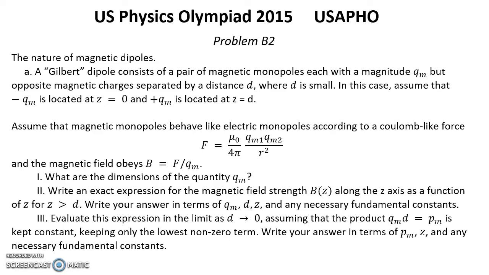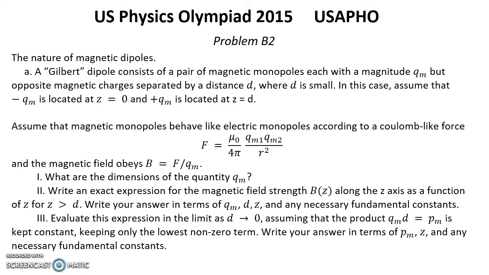Part A. A Gilbert dipole consists of a pair of magnetic monopoles, each with a magnitude Qm, but opposite magnetic charges, separated by a distance d, where d is small. In this case, assume that negative Qm is located at z equals 0 and positive Qm is located at z equals d.